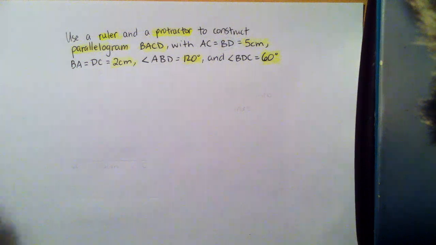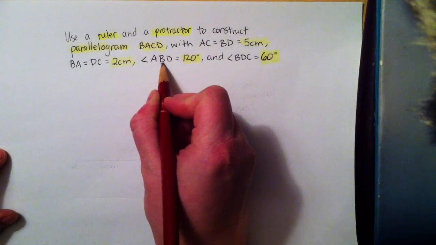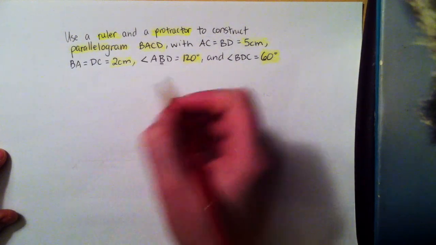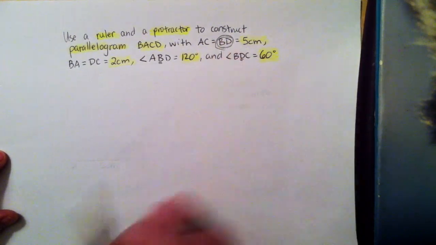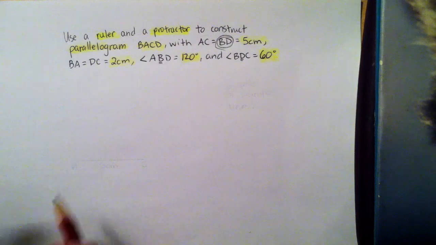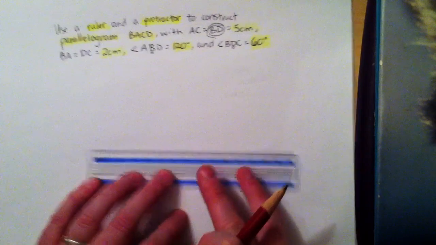In this problem, we're going to use a ruler and a protractor to construct parallelogram BACD with lines AC and BD equaling 5 centimeters and BA and DC equaling 2 centimeters. We also know that angle ABD equals 120 degrees and angle BDC equals 60 degrees. Because we know the angles of B and D, those are the lines we're going to start with. So we're going to draw a line BD equaling 5 centimeters.